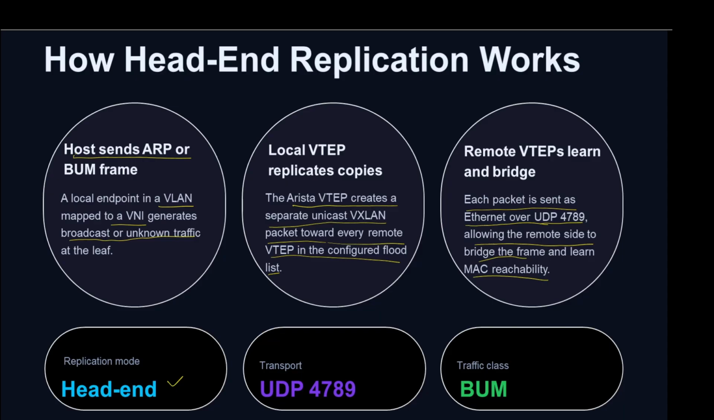So it's the responsibility of the ingress VTEP to replicate the unicast, broadcast, or unknown traffic that it receives from its local endpoint to the list of all the remote VTEPs that it has configured statically under the VXLAN tunnel interface. The port it uses for this purpose is UDP port 4789, and the traffic that gets sent towards the remote VTEPs is the broadcast, unknown unicast, and multicast traffic, hence the term BUM traffic.